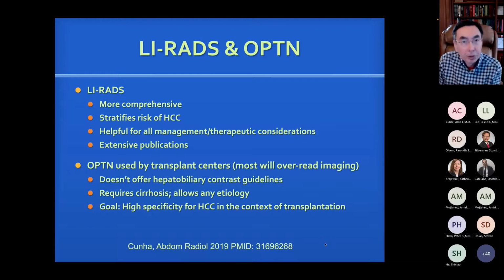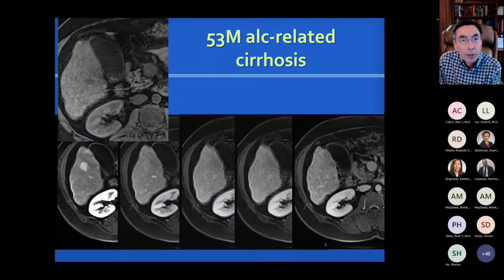But in any case, the OPTN, the goal was just to have a high specificity for HCC in the context of the transplant population. So, you know, at MGH, of course, OPTN has been used and is being used. I spoke with Leanne Daggerford, who's one of the transplant surgeons, and UNOS and OPTN are now okay with using LI-RADS as the method of assigning probability of HCC. And so my understanding is that that's being discussed now as a transition at MGH for doing the reads on this patient population.